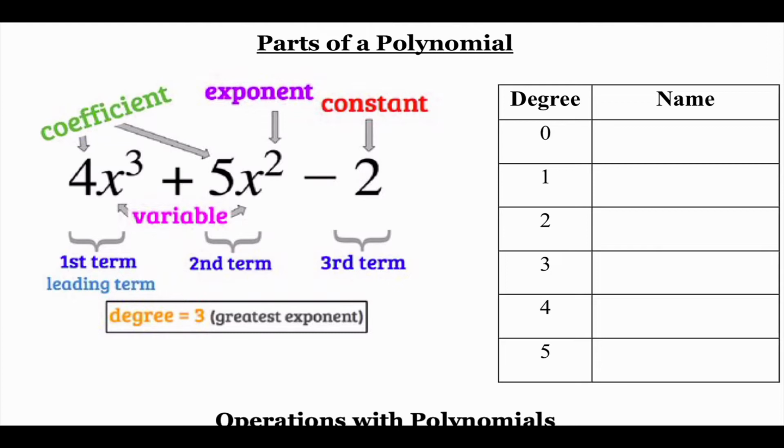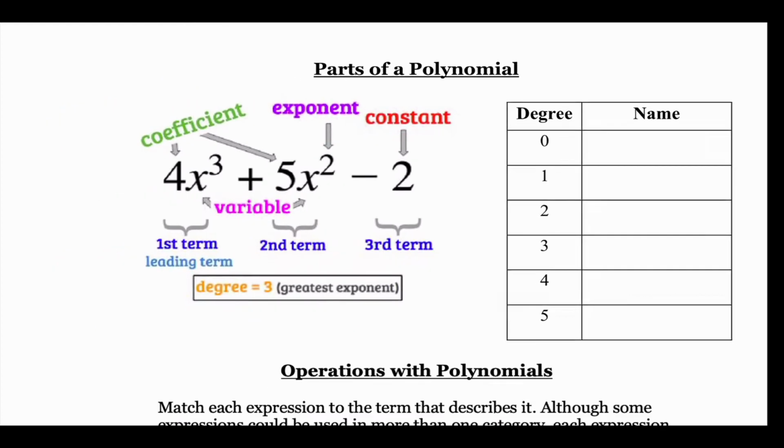-2 does not have a variable with it. That's why we call it a constant. A constant means it's just by itself. Okay? So the -2 is a constant. The 4 and the 5 are what we call coefficients.